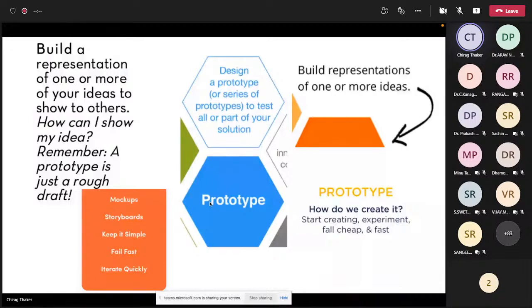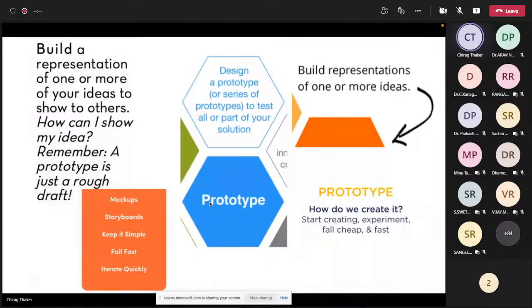So now you are trying to focus on the working model. Now you are trying to put the ideas into the material world. You just try to put them in actual scenarios. So either you create a prototype or a series of prototypes just to address or solve the existing problem or set of problems. So for that, what do you do? You build representations of one or more ideas. So how do you create a prototype? You start creating, experimenting, and rapidly developing the prototype.